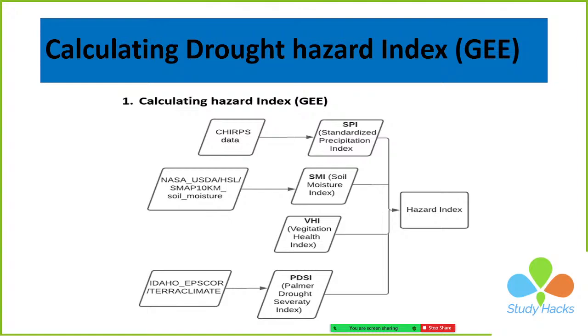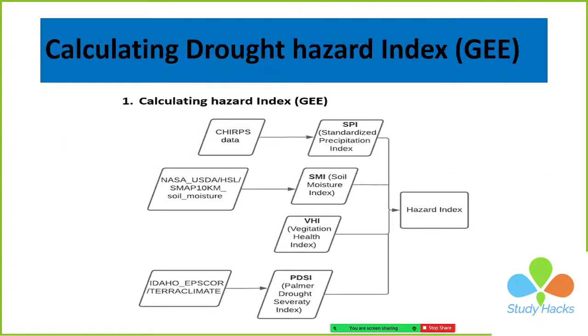Okay, and then combine all of the SPI, SMI, VSI, PDSI, we can get the hazard index, calculating the drought hazard index. All of the indices and all of the data sets we can easily get from our Earth Engine data catalog, from the sources CHIRPS, NASA, GRIDMET, all of the sources. Even for Brazil? Yeah, not only for Brazil, you can get the data for the whole world. Okay.